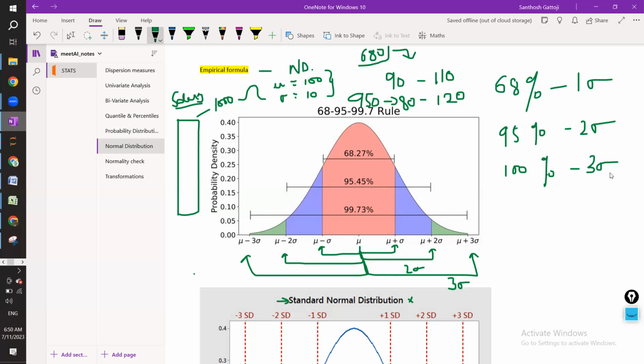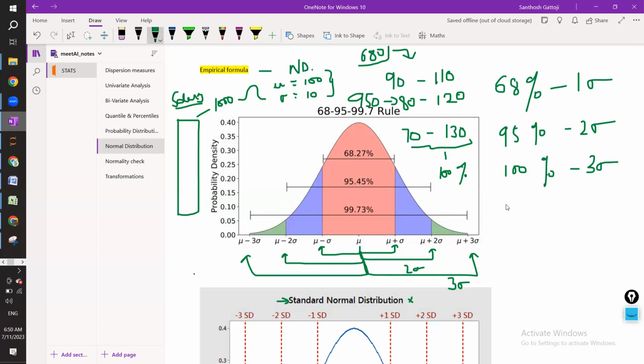And if it's three standard deviation, what is three standard deviation, guys? It is 130 and 70. Agree? And here almost 100% of the data is found. Agree?